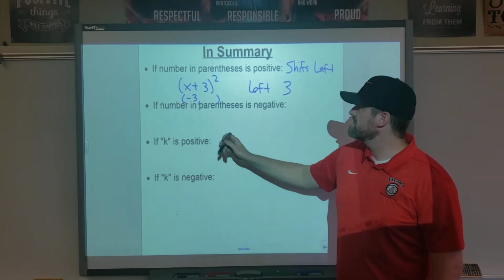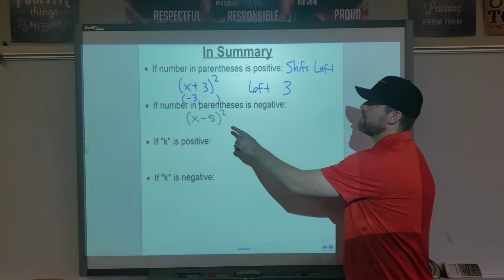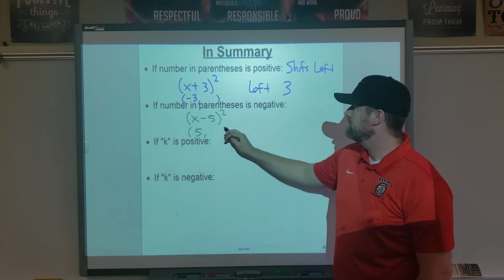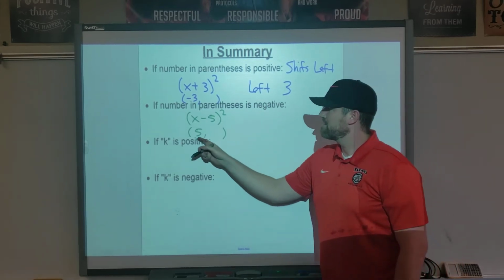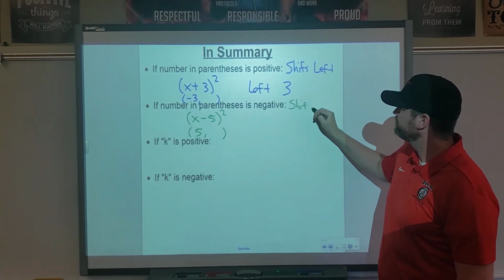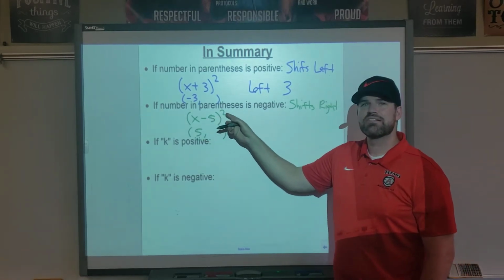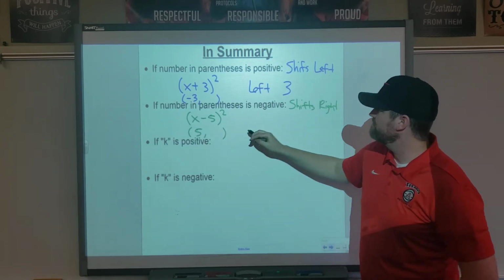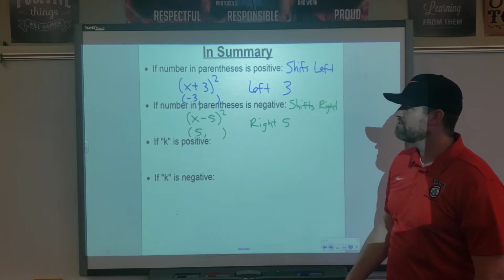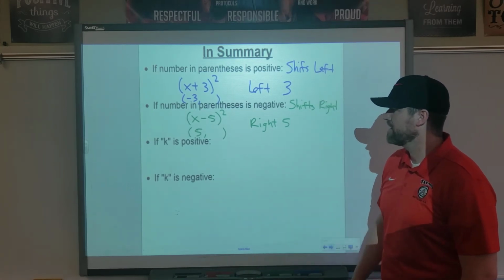If the number in parentheses is a negative number, such as x minus 5, then we know that our vertex will be the opposite of -5. So the x-coordinate will be +5, y-coordinate will be something else. But if our vertex has a +5 in the x, that means the whole graph shifted right. So if it says x minus 5, that means our vertex is at +5, which means it shifted right 5 units. And these are all translations because we're just moving the graph, we're not flipping it or making it skinnier or anything like that.